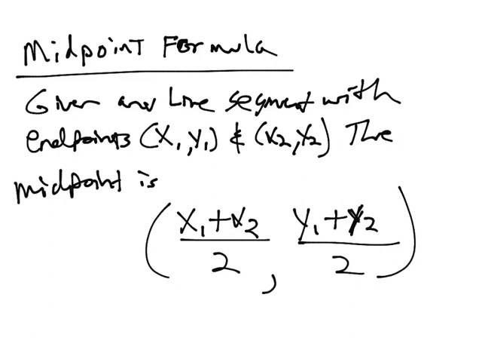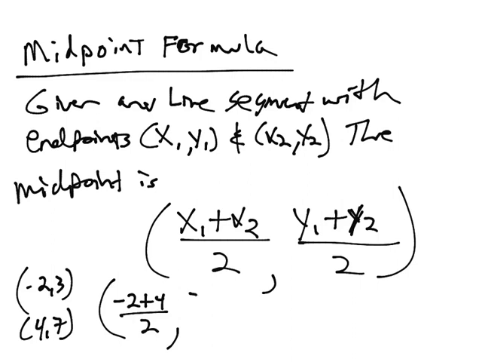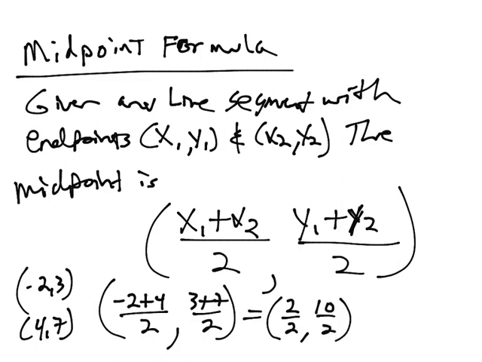So if we go get those two points, negative 2, 3 and 4, 7, the point that's halfway between each of those points is going to be negative 2 plus 4 divided by 2, comma, 3 plus 7 over 2. So you're going to get 2 over 2, comma, 10 over 2, which is the point 1, 5. So halfway between negative 2, 3 and 4, 7 would be the point 1, 5. Okay?